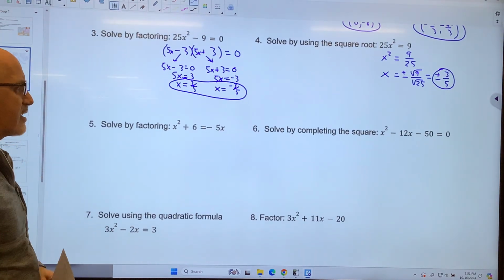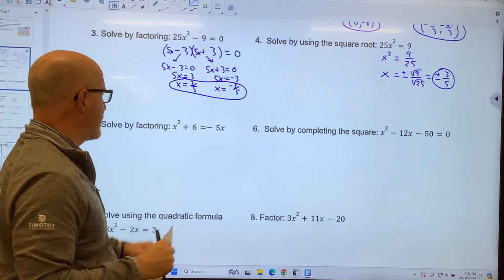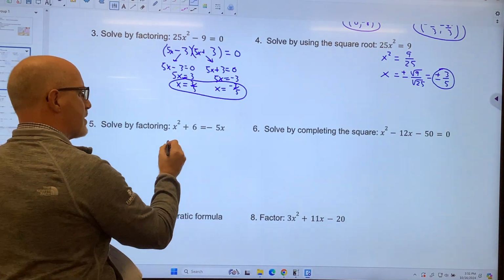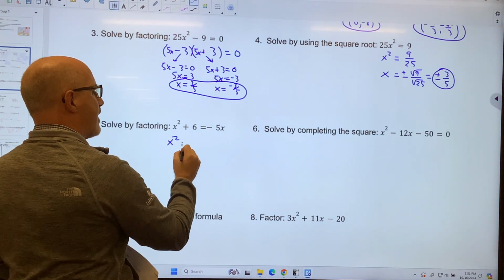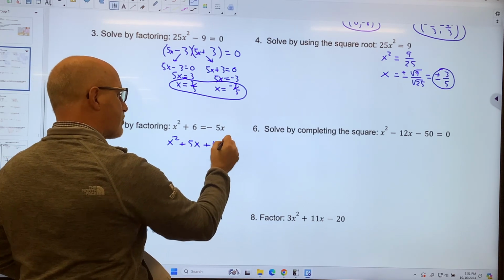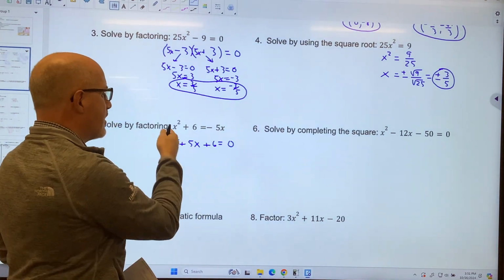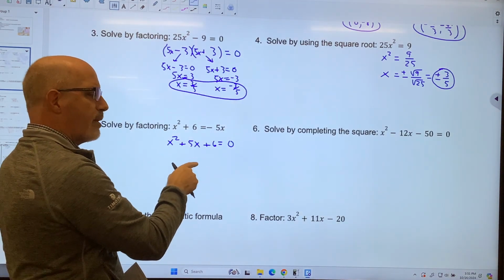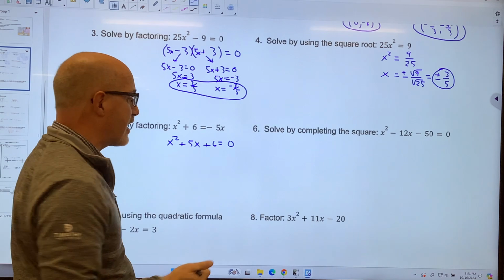All right, let's look at the next couple problems. This one we're going to solve by factoring. So the first step is to get 0 on one side, so we're going to add 5x to both sides. We're going to put it in order. What I mean by order is you want the quadratic, the linear, and the constant. So you put it in that order so we can factor it.